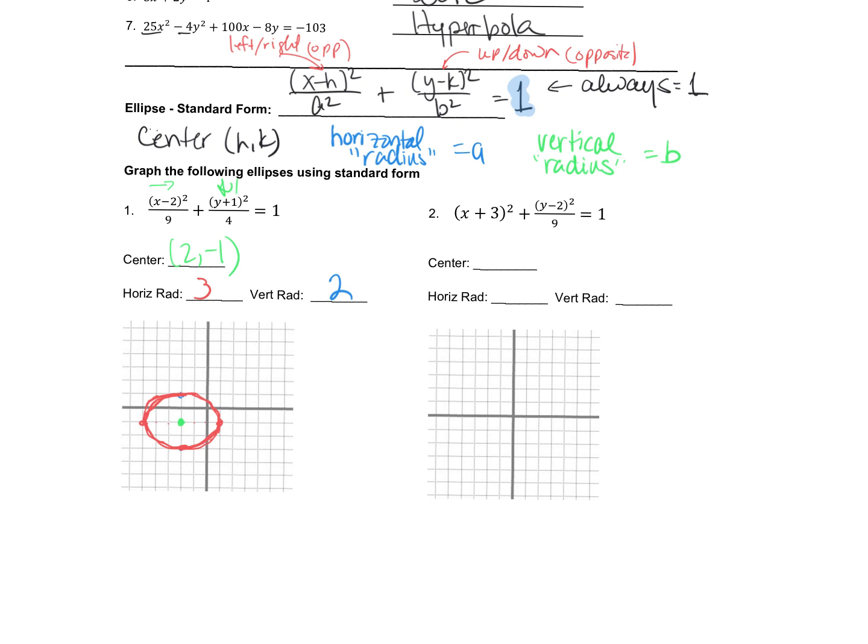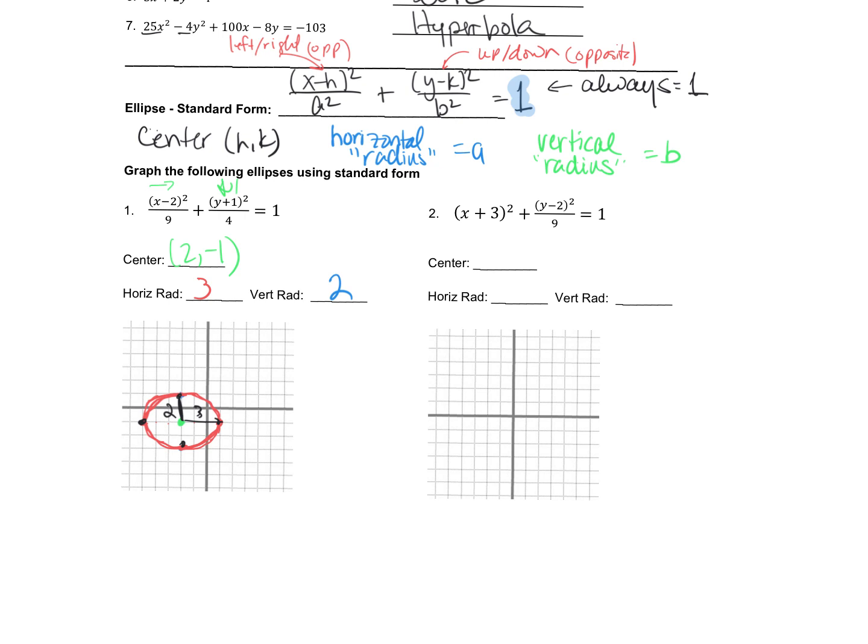Okay, so again, I have points here and here. This way was 3, but this way was 2. Okay, so let's go to the next one.